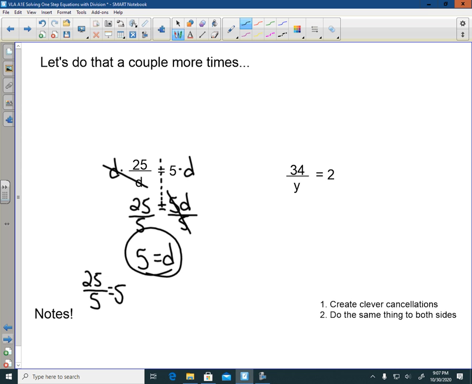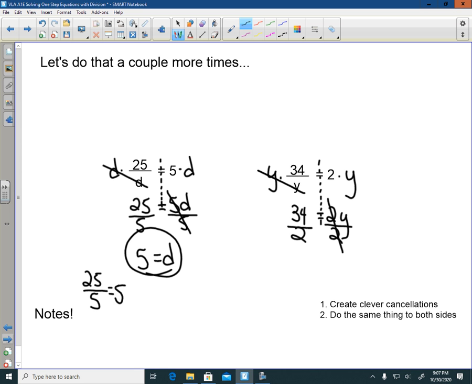One more time. This time we've got a y in the denominator, but we don't have to worry. We're just going to do the same thing that we always do. It's a division problem, and so we will multiply by the denominator, which this time is y. We're going to do it to both sides. Now these y's cancel, and you have 34 equals 2 times y. And then dividing both sides by 2 to create that cancellation gives us 34 divided by 2.